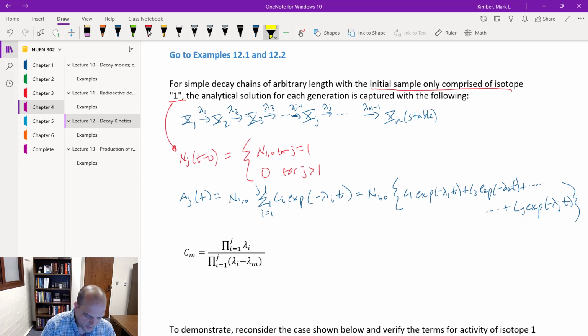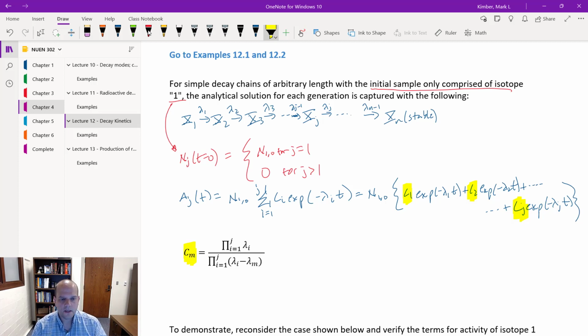And these C's here, presumably we know, or we can at least look up, the decay constants for each of the isotopes, lambda 1 through lambda j, all the way to lambda n minus 1. But these C's then are the only unknowns, and the way that we would use those for this problem, as it's defined mathematically, is this here.